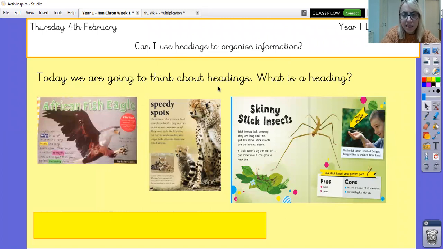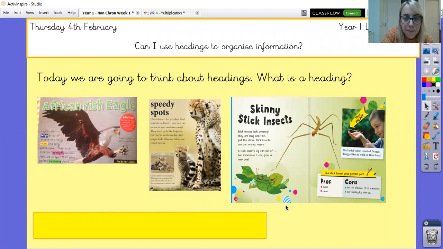Now, headings are used in non-fiction writing, okay? Well, what is a heading? Now, I've got some pictures on the board here, which will hopefully help you remember what a heading is. So pause the video and you need to have a little think in your head, don't need to write anything down, but what is a heading?